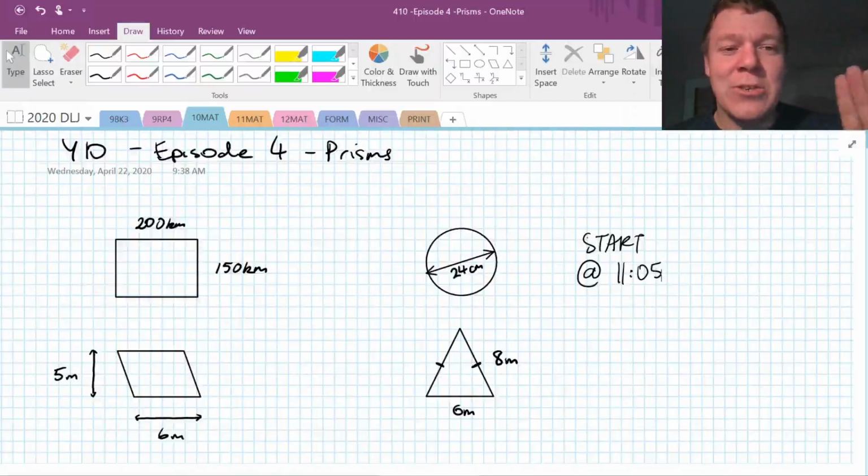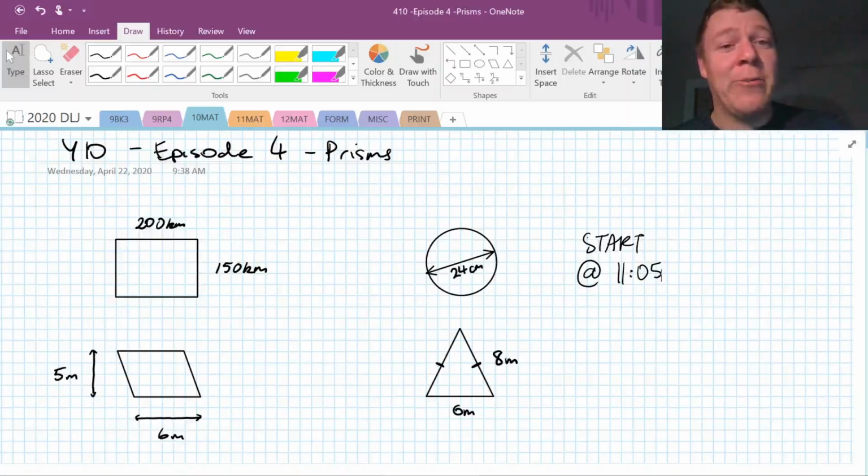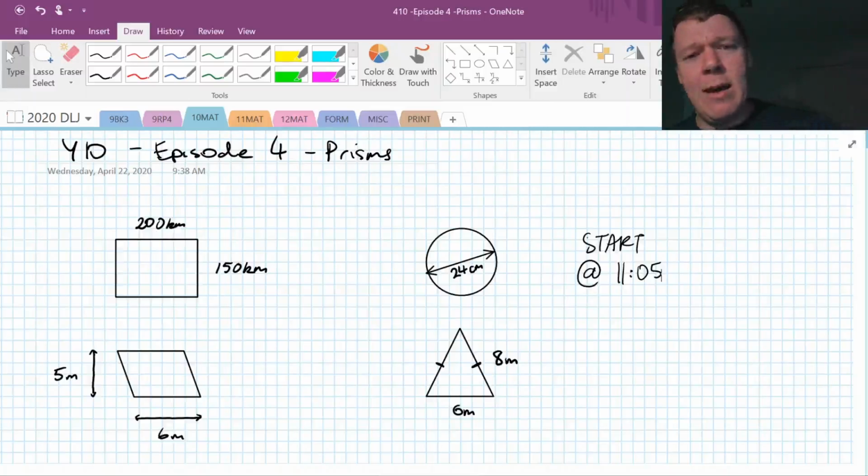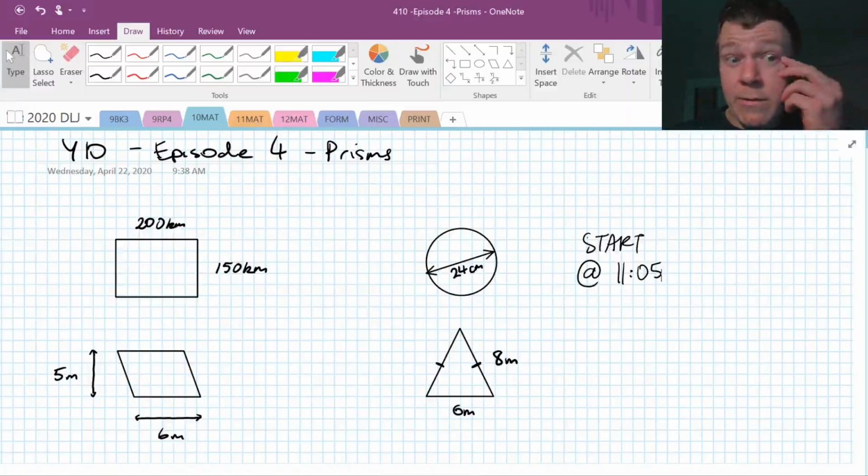Today we're going to learn about prisms and how to calculate volumes of prisms. And then we're going to do a little bit of converting units of volume, which is just the next level up from area, but it's the same sort of principle. So if you understood how that worked, then you can understand how converting volumes will work.